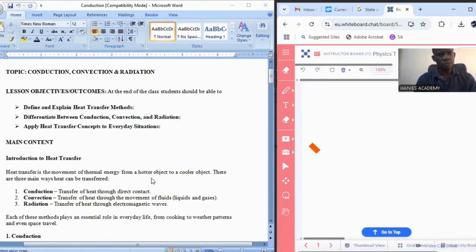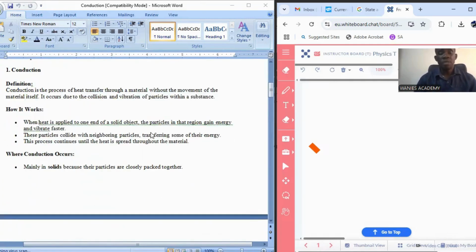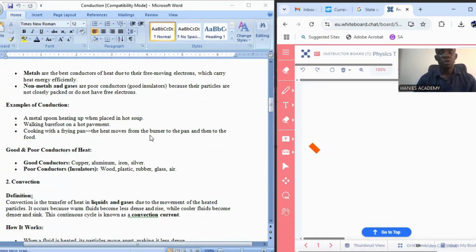Now, we have the other one, which is convection. Convection is a method of heat transfer through the movement of fluid. When we talk about fluid, we're talking about liquids and gases. So both of them are referred to as fluid. Each of these methods plays an essential role in our day-to-day life, from cooking to weather patterns and even space travel. Now let's look at each of them in a deeper way.